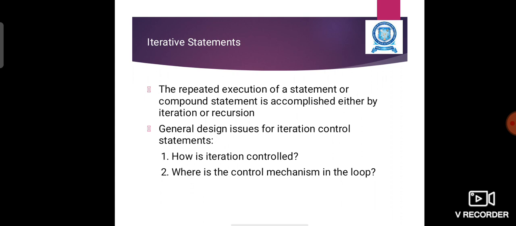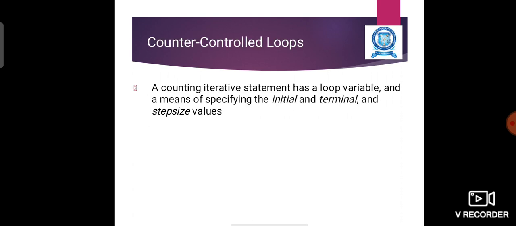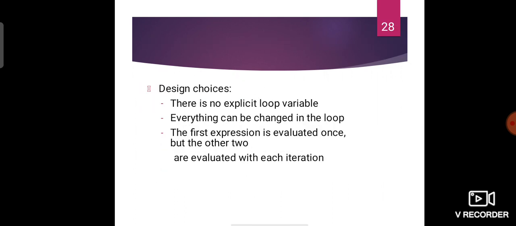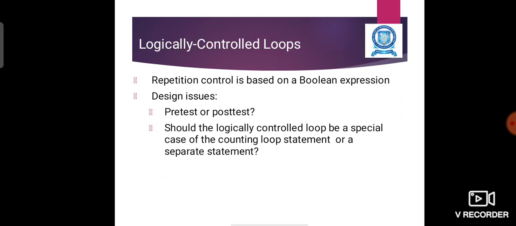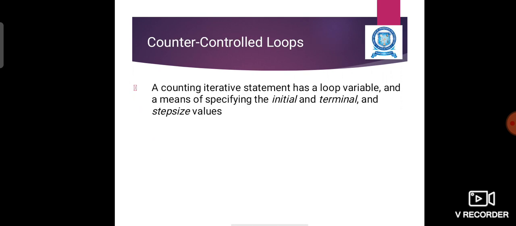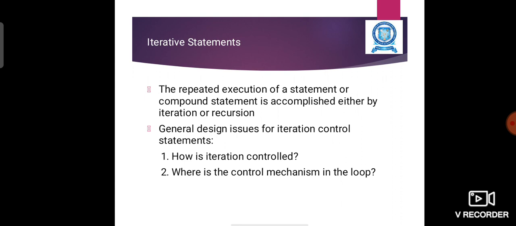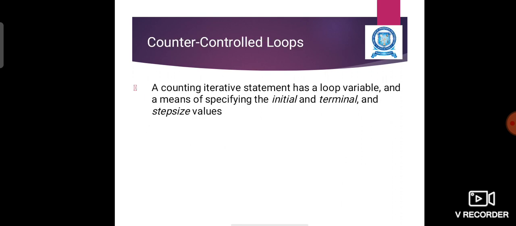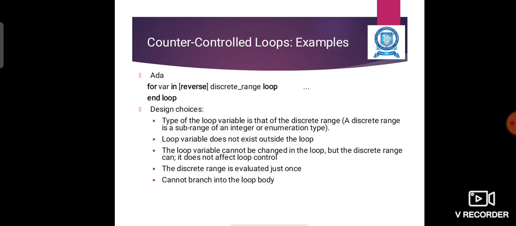Iterative statements. The repeated execution of a statement or compound statement is accomplished either by iteration or recursion. There are two types of loops: counter controlled loops and logically controlled loops. Counter controlled loops: a counting iterative statement has a loop variable and a means of specifying the initial, terminal and step size values. For example, the for loop.